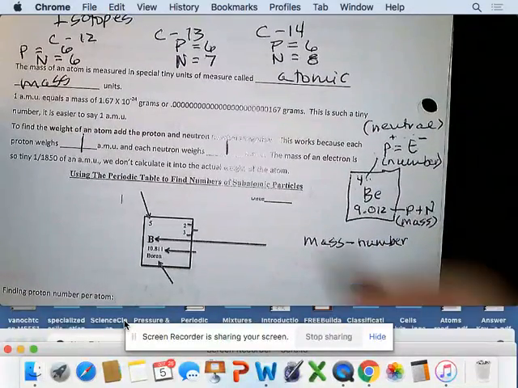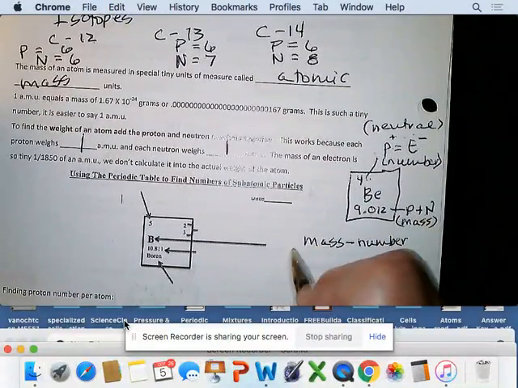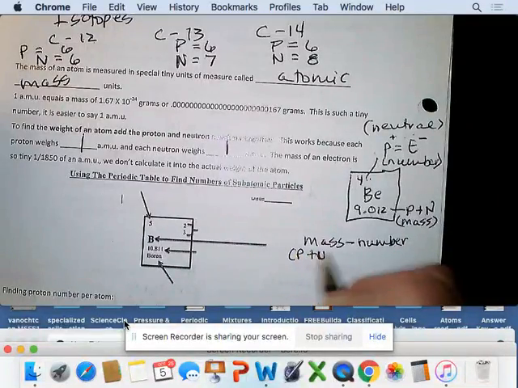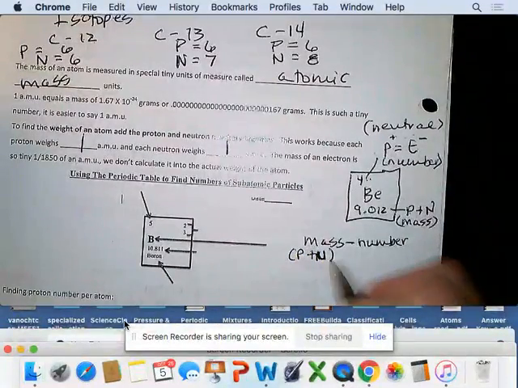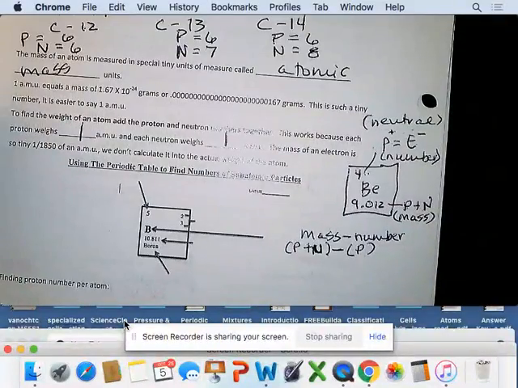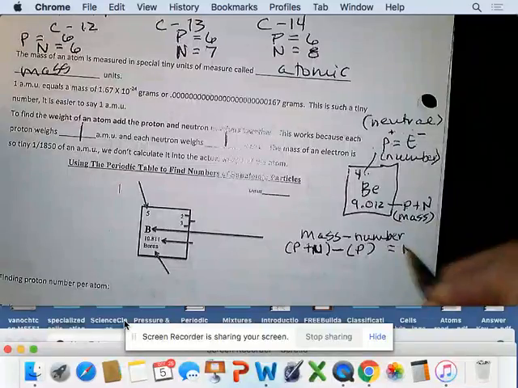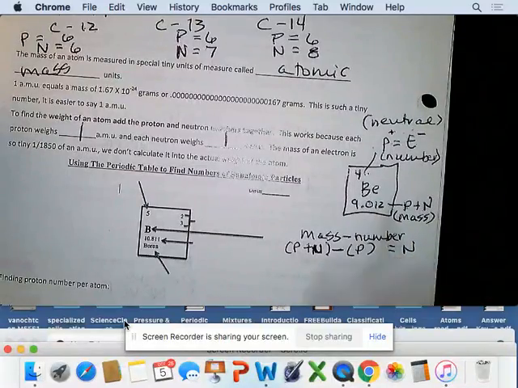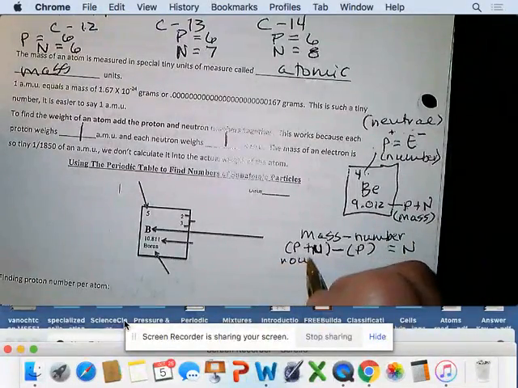We're going to take the mass and subtract the number to find the number of neutrons. So let me just explain why this works. The mass is the protons plus the neutrons, and the number is just the protons. So if we have protons and neutrons together and we take away the protons, we're going to be left with the neutrons.